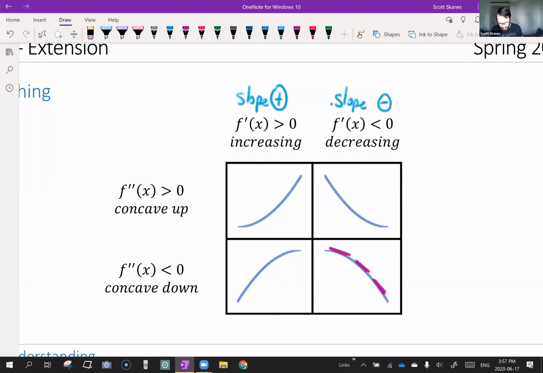So these basic ideas are very important. They tell us what the sign of the first derivative is. So long story short, f prime greater than 0 means f prime positive or slope positive. F prime less than 0 means slope negative or the function decreasing. They all mean the same thing.